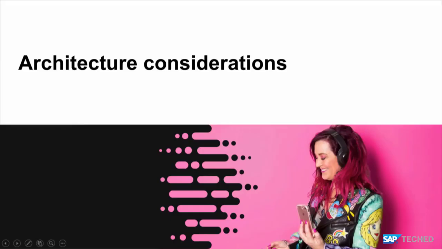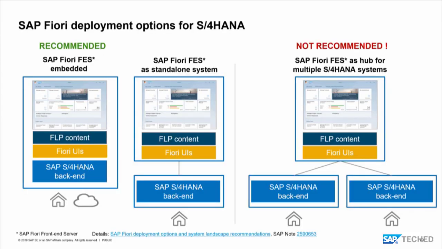After we have taken a look at the strategy and the overall concept, let's take a look at some fundamental architecture considerations. First of all, there are different deployment options. In contrast to Fiori for ERP, where we recommend using a separate front-end server as a deployment option, we recommend for Fiori for S4HANA an embedded deployment.